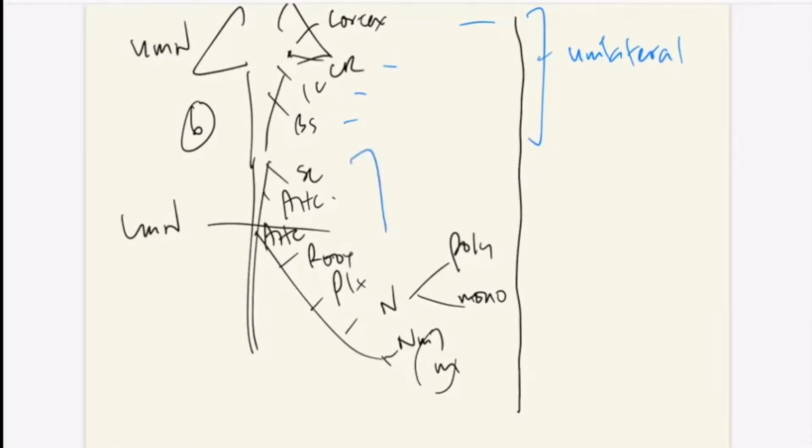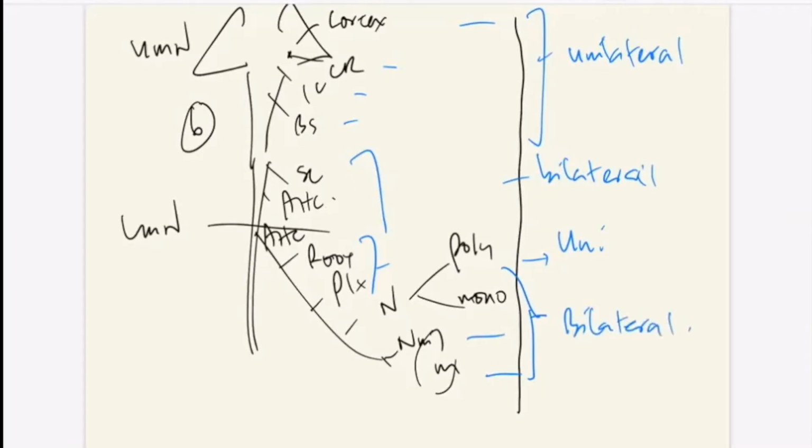Whereas spinal cord and anterior horn cells, especially spinal cord, most often in the exam we get bilateral spinal cord lesion. But occasionally you get Brown-Séquard, but not common now. Most often they are bilateral. Whereas for roots and plexus, they are unilateral. For nerve, if it's polyneuropathy, neuromuscular junction, and muscle, then they are bilateral.